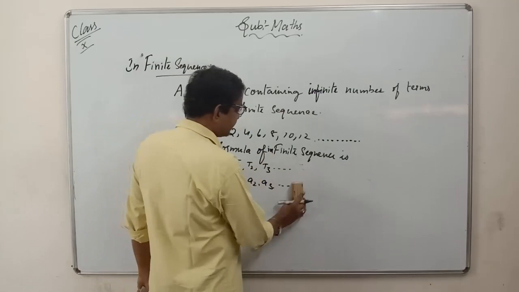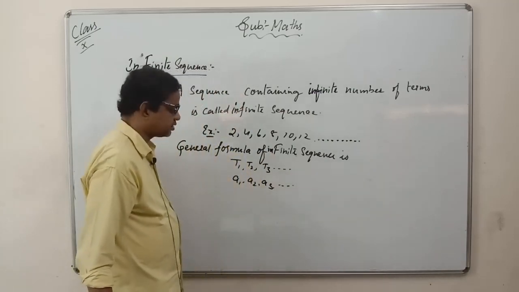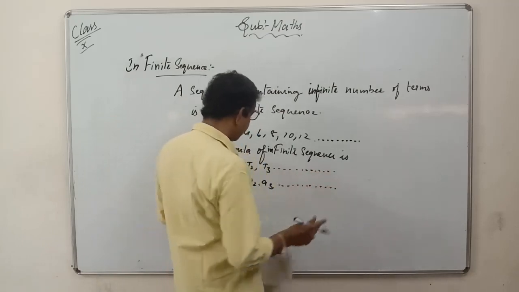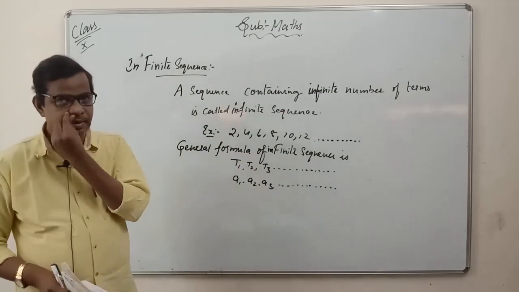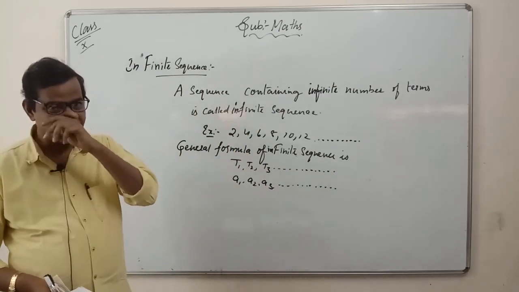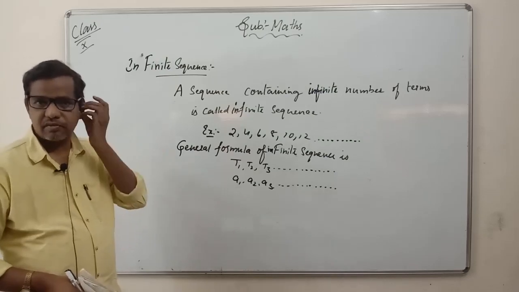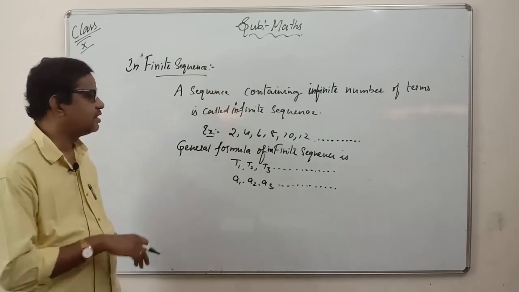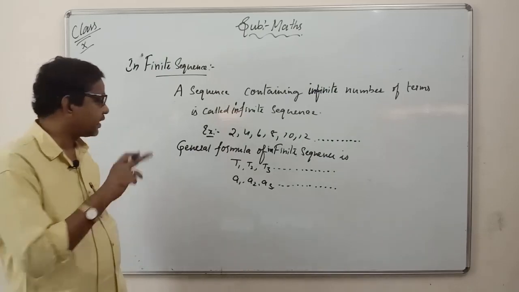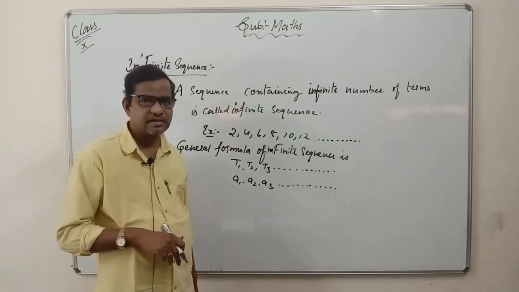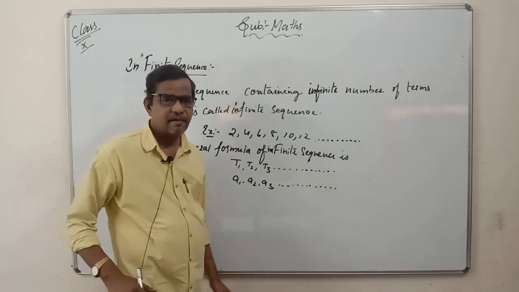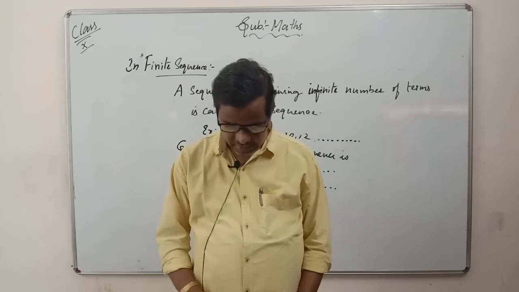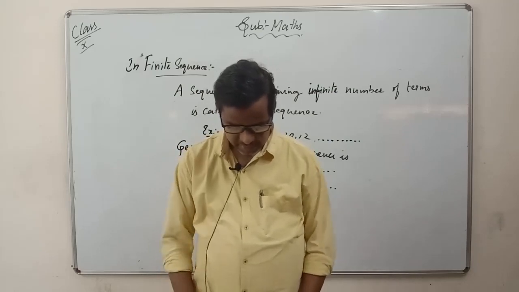What will be the general formula of infinite sequences? Same thing will be there, but the thing is, they will not have any end for infinite sequences. So they will go on. We don't know where they will end and where they will stop. So these are the two types of sequences, one is finite sequences and the other is infinite sequences. We have the general formula for both finite sequences and infinite sequences. So there are some examples here. Let us see what those examples are.